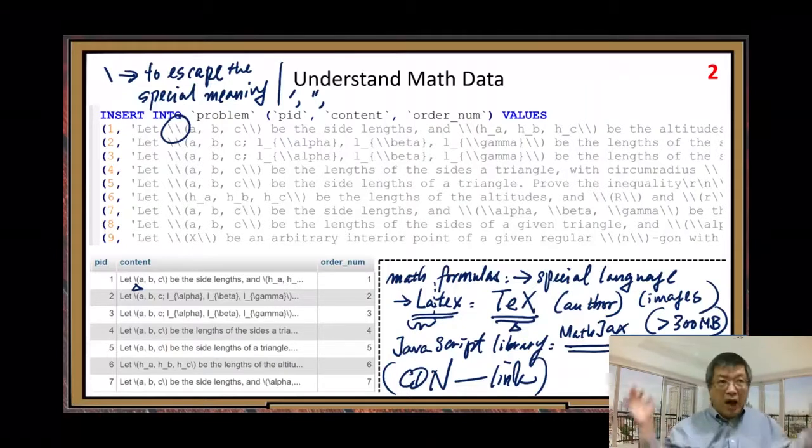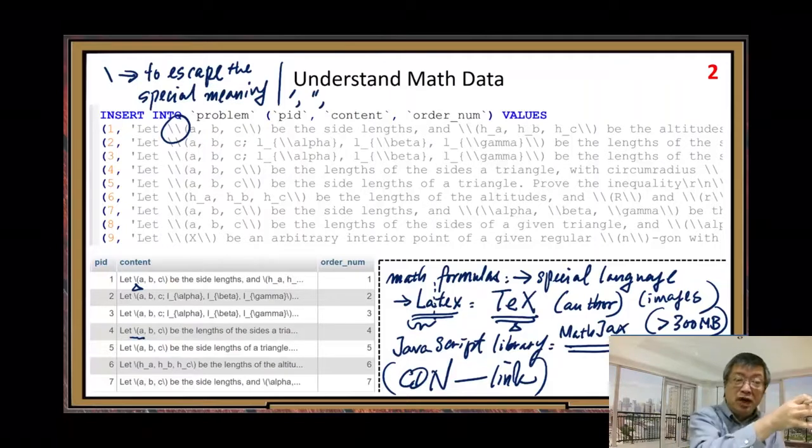All right. But after we run the script, we get the database populated. What do you see? Only a single backslash, because the special meaning of the backslash was already used by the first one. What you see is the real data: a single backslash.